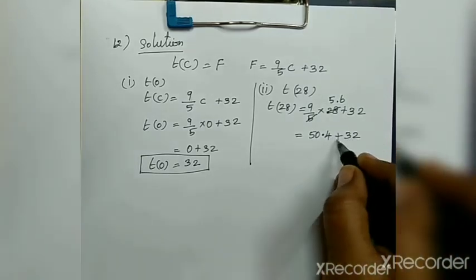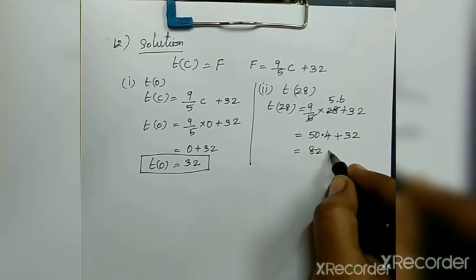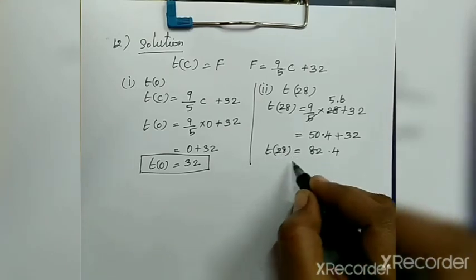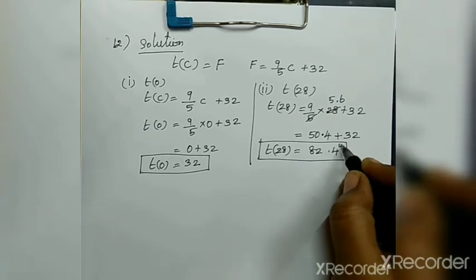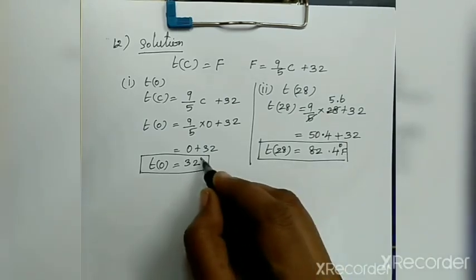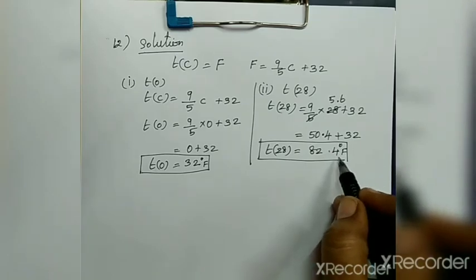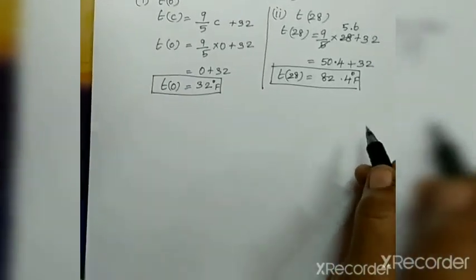While adding 50.4 and 32, we will get 82.4. So the value of T of 28 will be 82.4 degrees Fahrenheit. We found the values in degrees Fahrenheit, so in the answer we have to put degrees Fahrenheit. Do you understand? Let us move on to the next question.